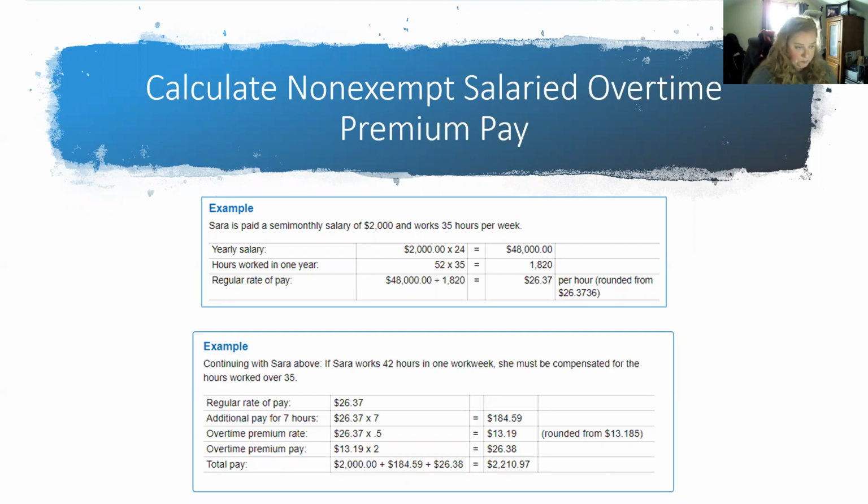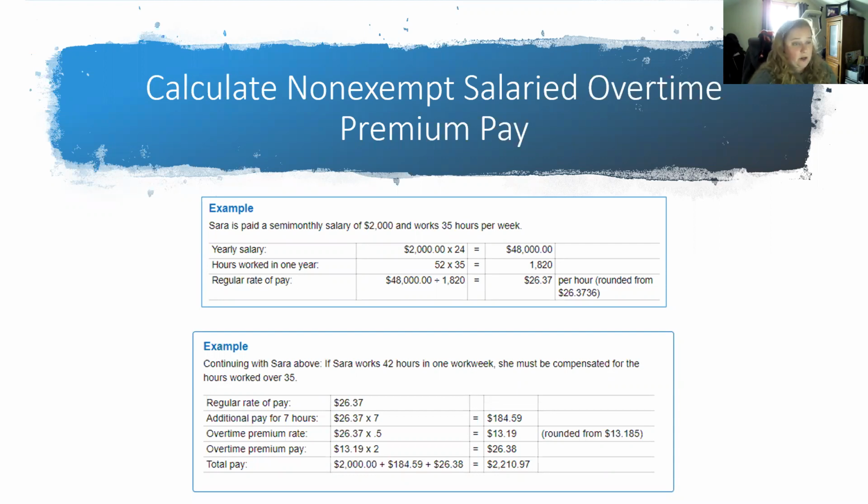$26.37 per hour. So if she works in excess of 35 hours in a week, then she gets overtime premium on those hours based off of a regular rate of pay of $26.37. So if, like in the next example, she works 42 hours in one work week, she must be compensated for the hours worked over 35.